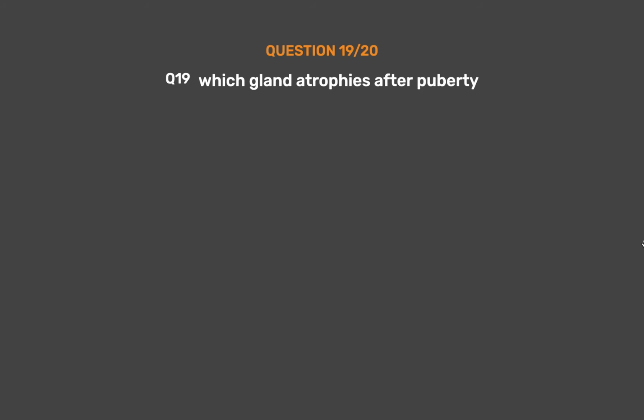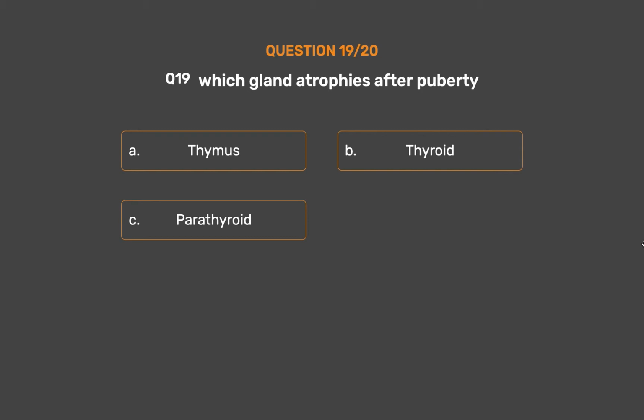Question number 19. Which gland atrophies after puberty? Option A, thymus. Option B, thyroid. Option C, parathyroid. Option D, adrenal.